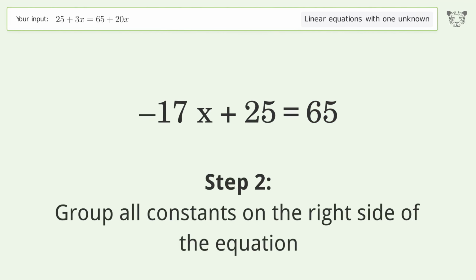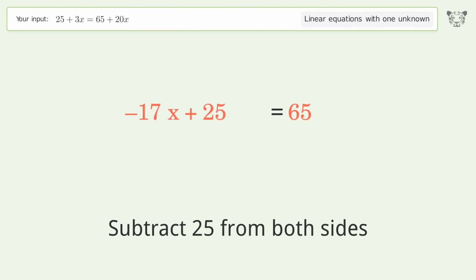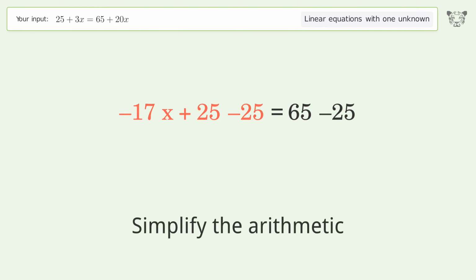Group all constants on the right side of the equation. Subtract 25 from both sides. Simplify the arithmetic.